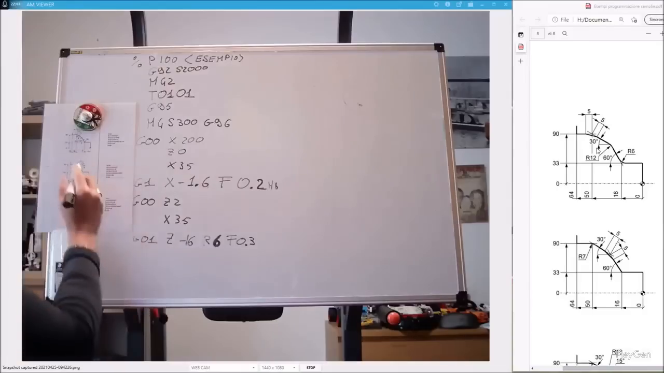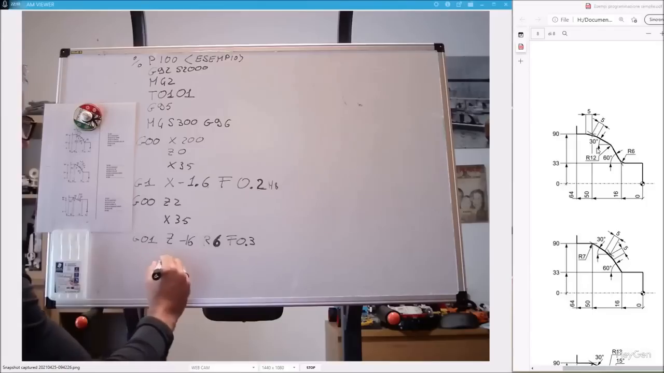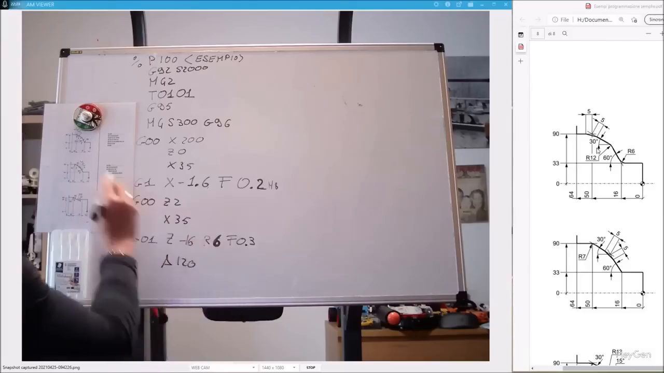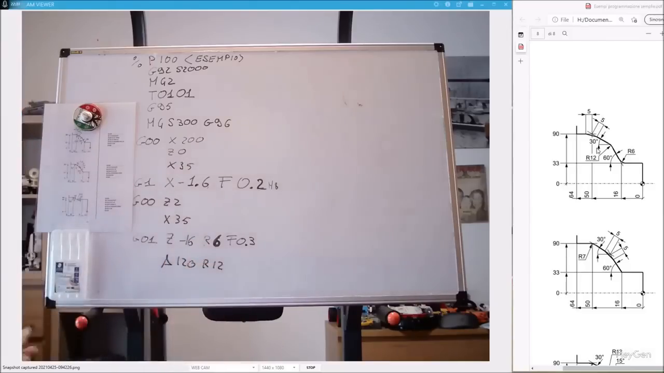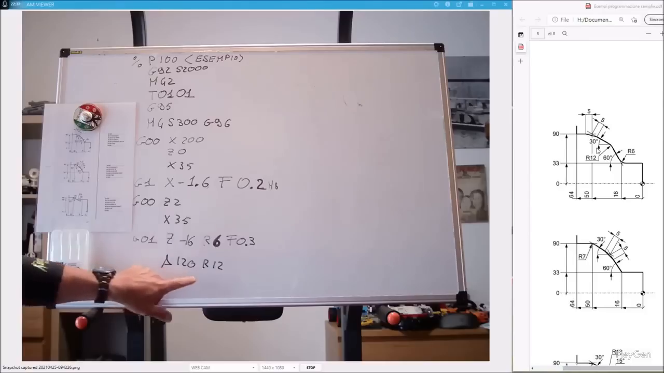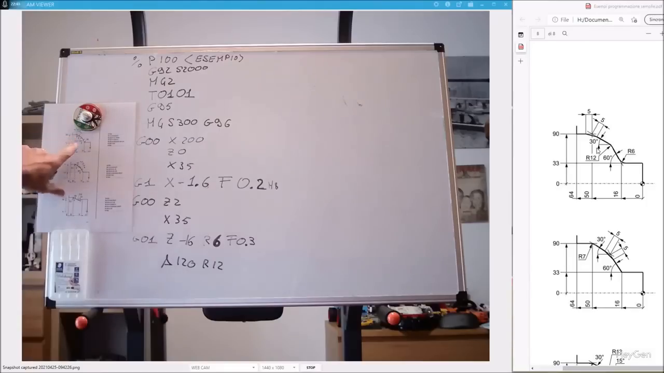What do we do? As we did for the previous program, because this is very similar, we give it the angle. Angle 180/60 equals 120 with a final R12. I no longer need to repeat G01. There is no necessity. A and R are not like G02 and G03. It is a G01 for the machine that simply transforms into direct programming.